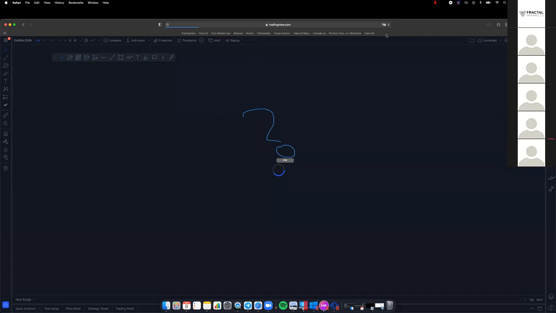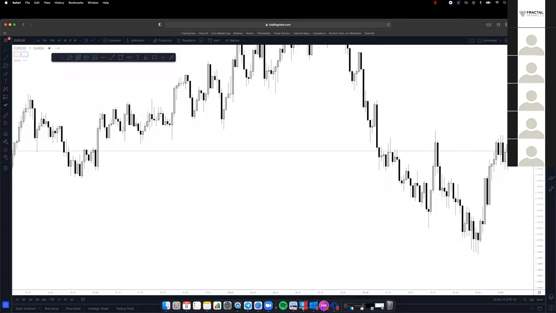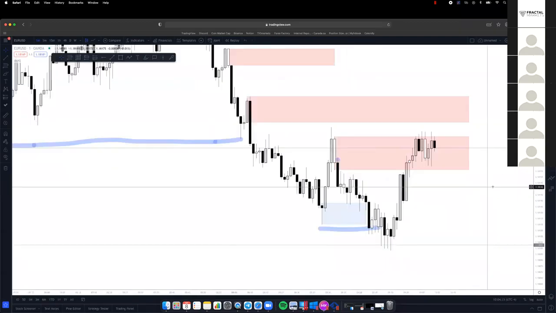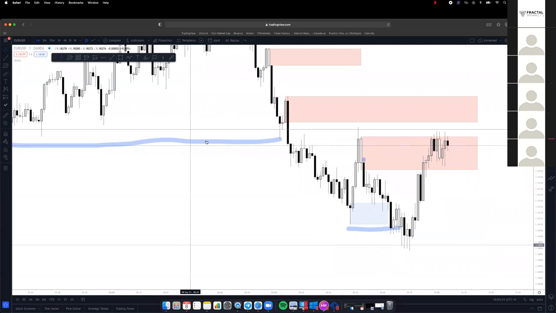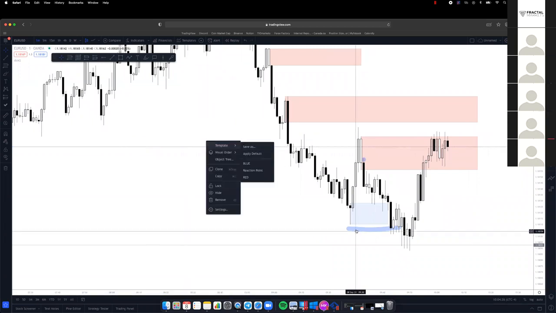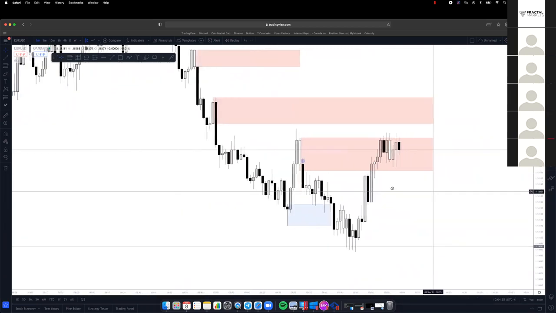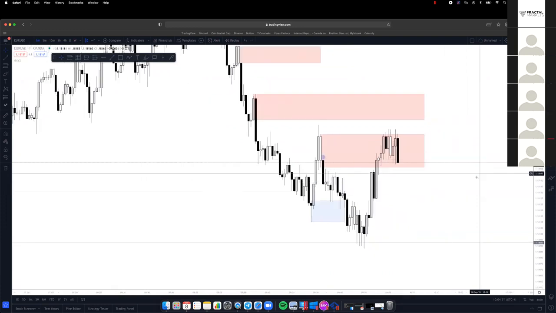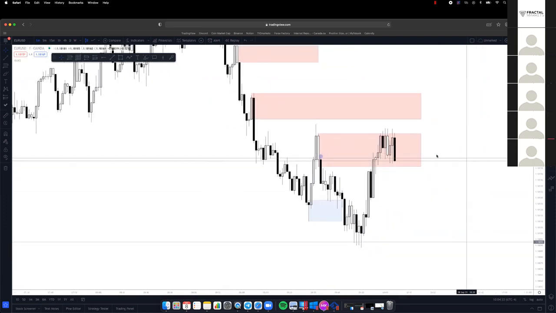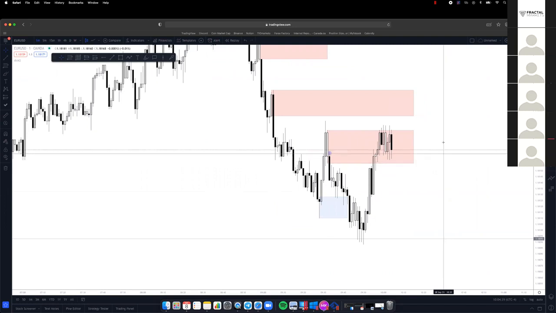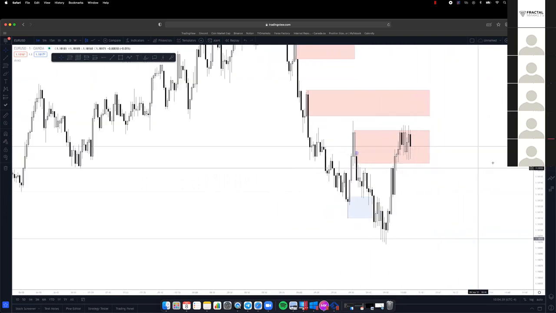Yes. Just waiting for it to load, man. Drawings. Okay, let's go like this. Looks like we're building liquidity, potentially sweep into this too.